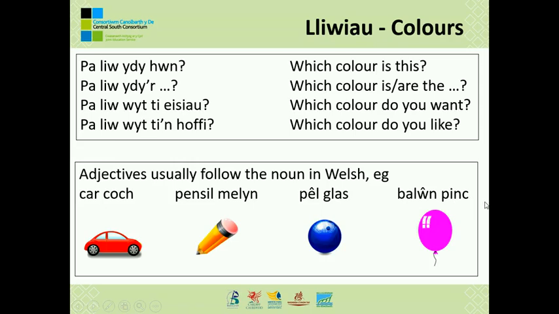Again, I would say not to worry if you don't know the name of the object that you're describing. It's fine to use the English word there, but the order that the words come in is the important thing here. So again, unwaith eto, once again, so that you can have a practice. Car coch, pencil melyn, pale glas, balloon pink.